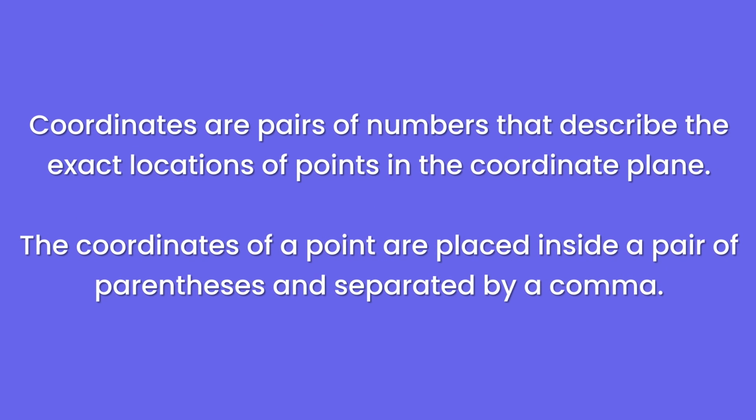Coordinates are pairs of numbers that describe the exact locations of points in the coordinate plane. The coordinates of a point are placed inside a pair of parentheses and separated by a comma.